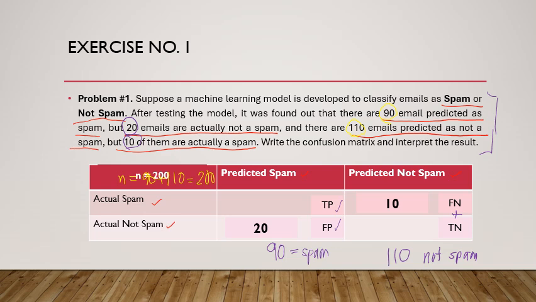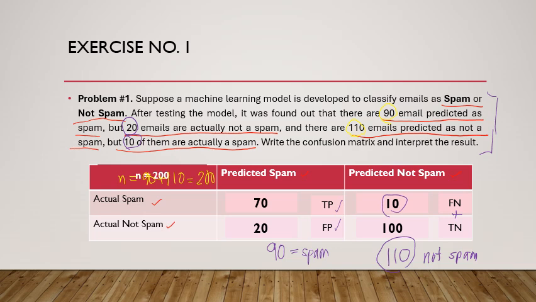So what we are going to do is subtract 20, our FP, from our total spam to get our true positive. So 90 less 20, we will get 70 as the value of our true positive. And then the same with the predicted not spam. Let's subtract 10 from here, so we will get the value of 100.